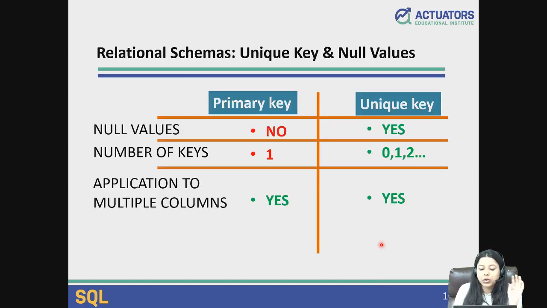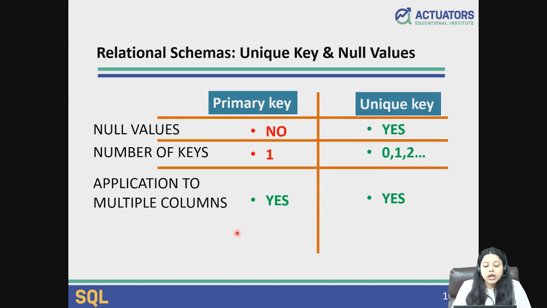So let's understand what is the difference. A primary key cannot have a null value, but this can have a null. Null means blank value. A unique key, an email ID column, can have blank values, but it cannot have duplicate values, right? So it's taken as a unique key, not a primary key. In a particular table, we can have just one primary key, but we can have more than one unique key.